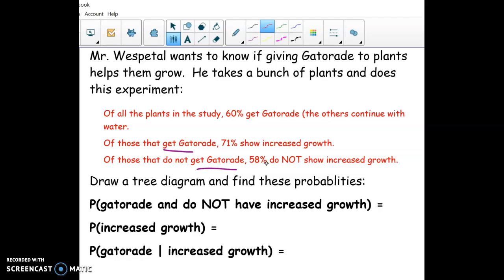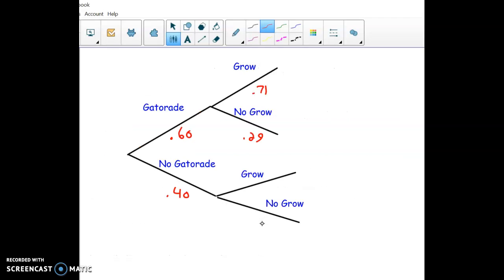Okay, and then out of those that did not get Gatorade, 58% did not show growth. So down here, 58% did not grow, which means 42% did grow. Okay, and so the next step before I answer all those questions is you want to do these ands. If you forgot how to do this, you just multiply down the branches, like 60% times 71, 60% times 29, 40 times 42, 40 times 58, and then that'll give you those four numbers. All right, so there's all our percentages, and that should add up to 100% because every plant has to fall into one of those categories.